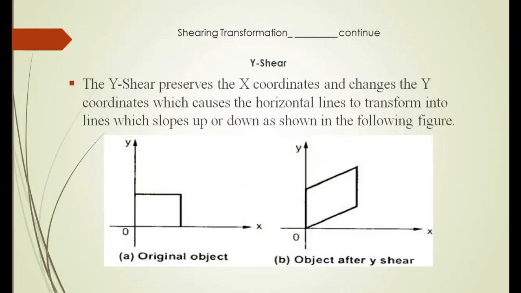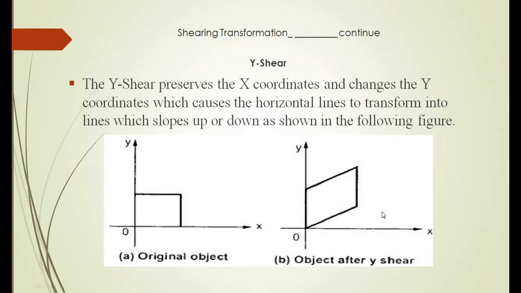So here is the y shear. The y shear is exactly the opposite of the x shearing. In x shearing we keep the y values constant and changes are made in the x coordinate. In y shearing the x coordinate is constant and changes are done only in the y coordinate. The y shear preserves the x coordinate and changes the y coordinates, which causes the horizontal lines to transform into lines which slope up and down as shown in the following figure.